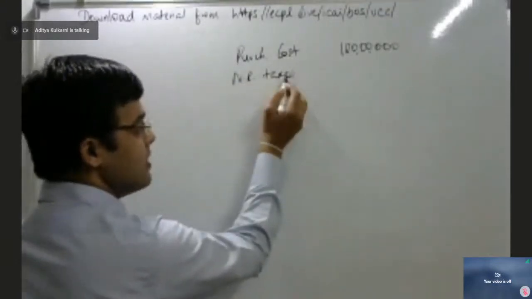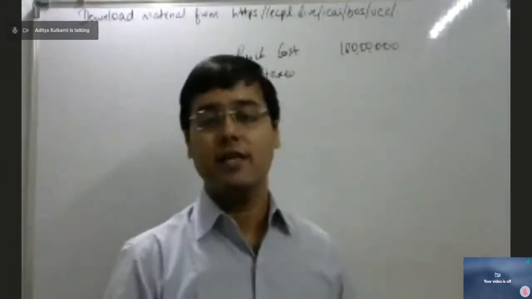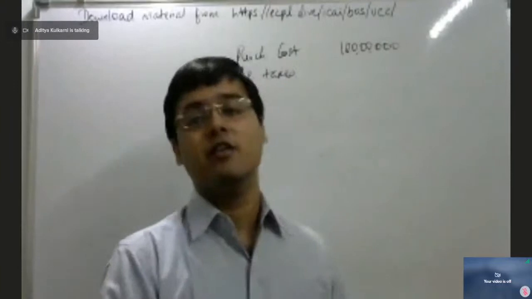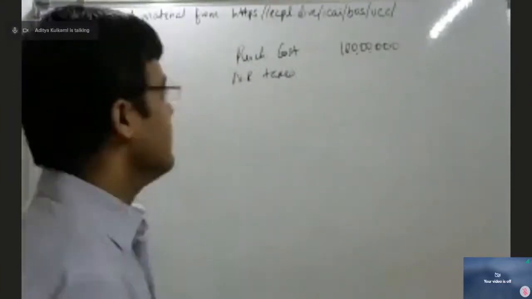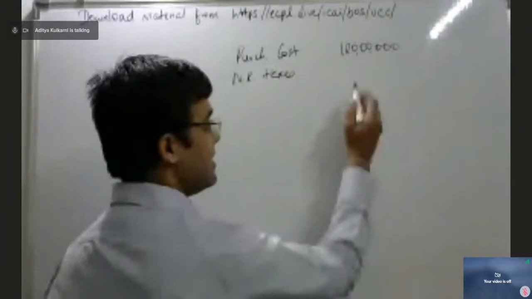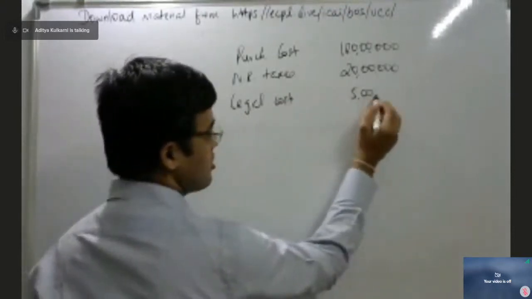Non-refundable taxes. In one of the earlier questions we deducted the taxes because they were of the nature of refundable taxes. Here they are non-refundable, so you add it. It is included in the purchase cost. Legal cost related to property is directly attributable, so 5 lakhs, you will add it.